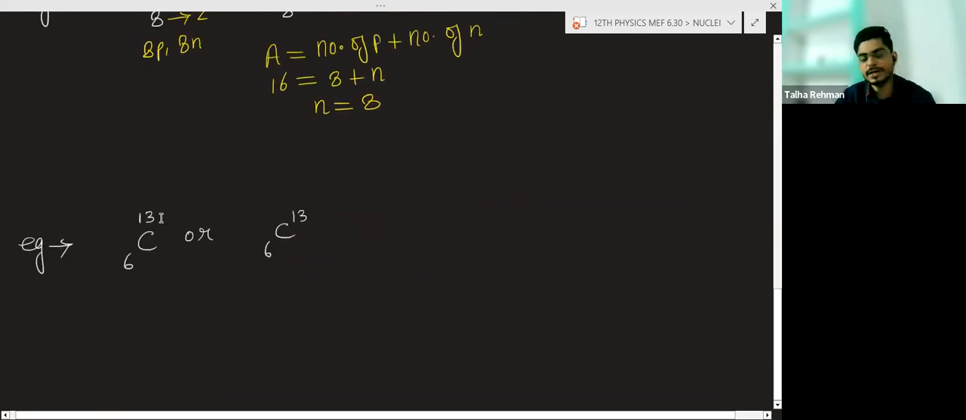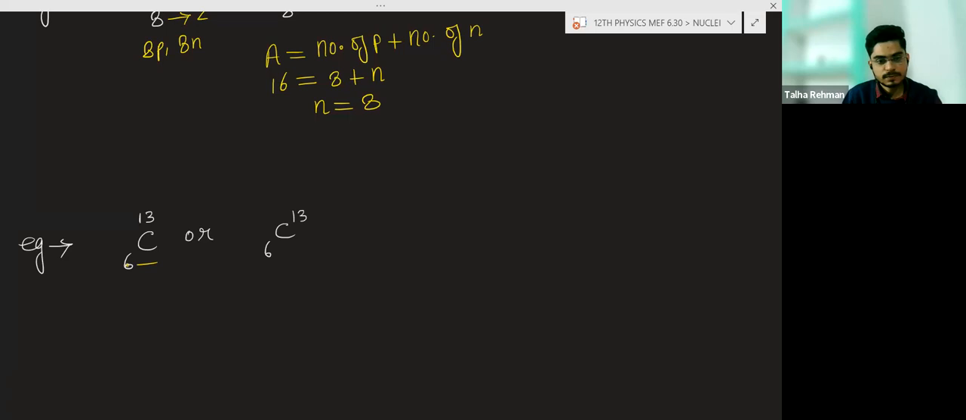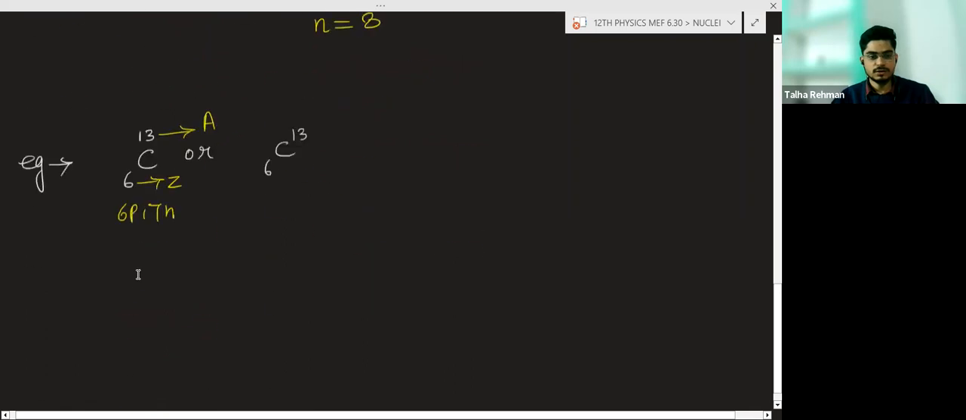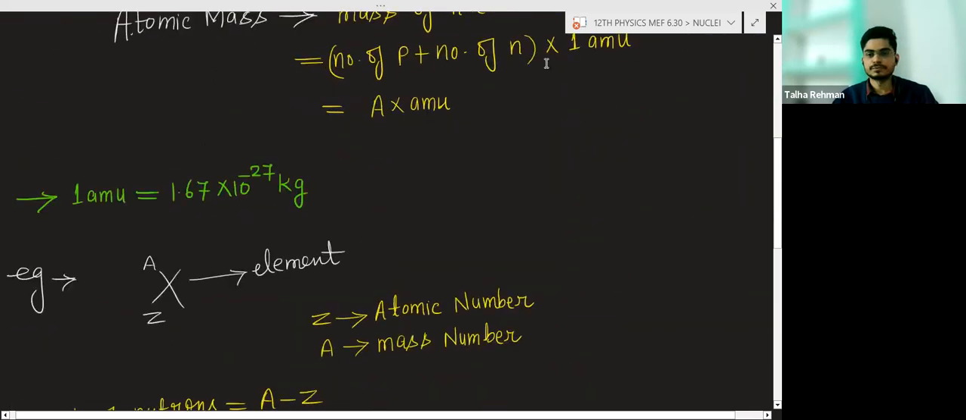Now for this chlorine atom, this 6 is the atomic number, 13 is the mass number. So in this chlorine atom there will be 6 protons, and how many neutrons will be there? 13 minus 6, 7. 7 neutrons. Okay, so in this way you have to calculate.